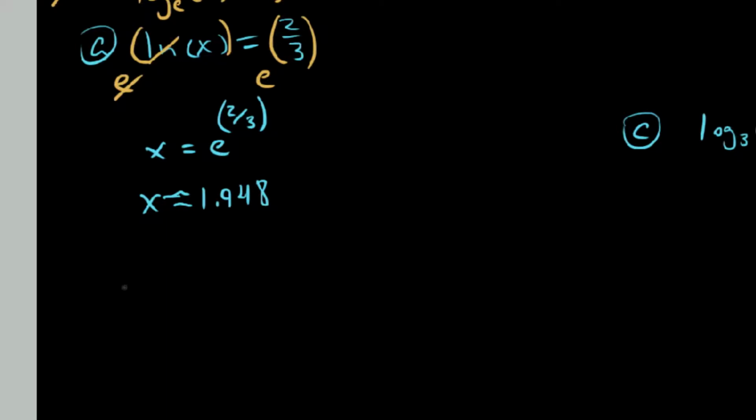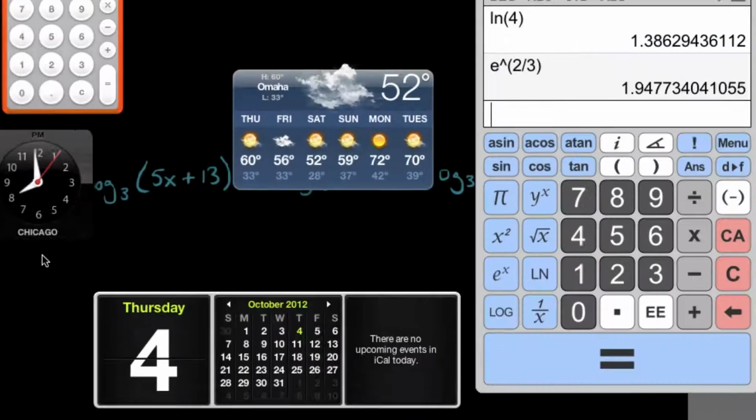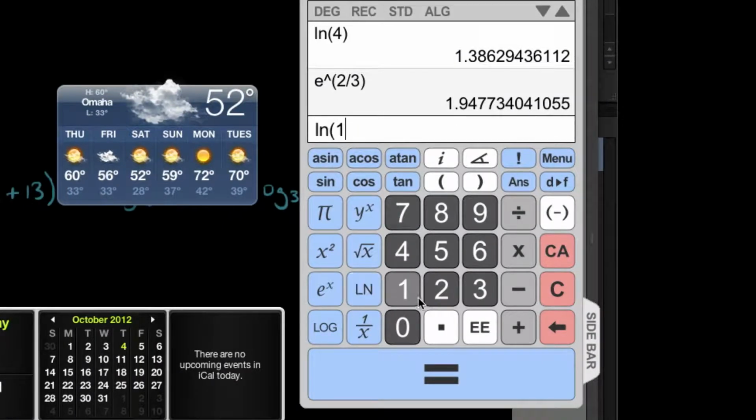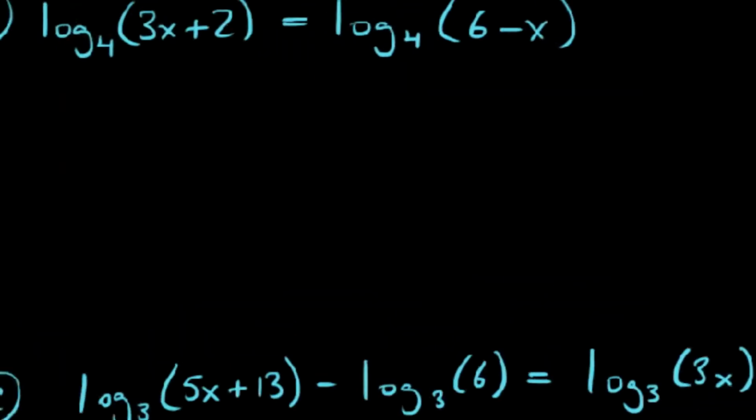If we were to take ln of 1.948, we'd see we'd get roughly 2/3, which is about 0.666. So ln of 1.948, there's our roughly 2/3 right there. Okay, so it checks out.